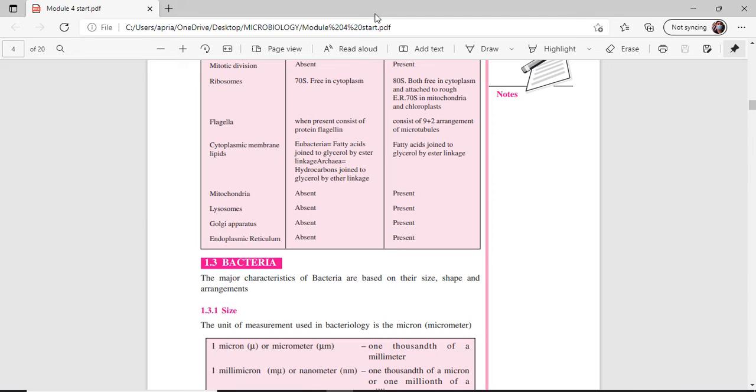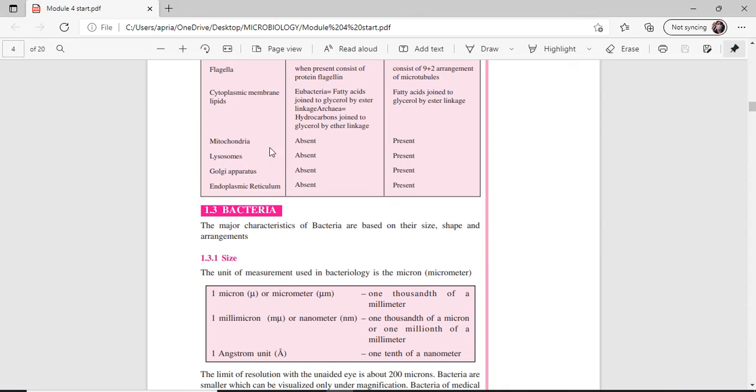Then you have your cytoplasmic membrane lipids. If it is bacteria, it is composed of fatty acid joined with a glycerol by ester linkage. Then if it is archaea, it is separated. Archaea is another division of the prokaryotes. It is composed of hydrocarbon joined by glycerol and ether linkage. Then in eukaryotes, fatty acid joined with glycerol by ester linkage. They are the same. Only in archaea are they separated, composed of hydrocarbons.